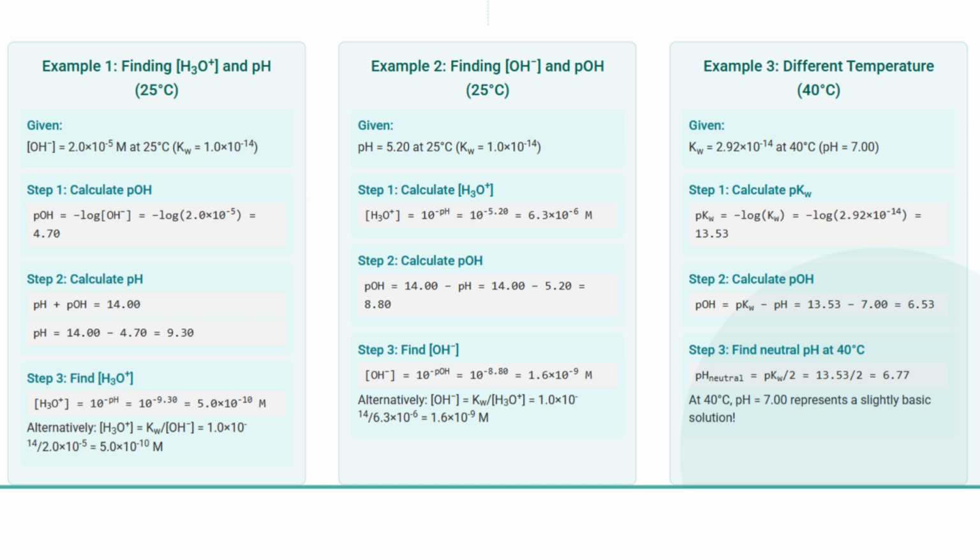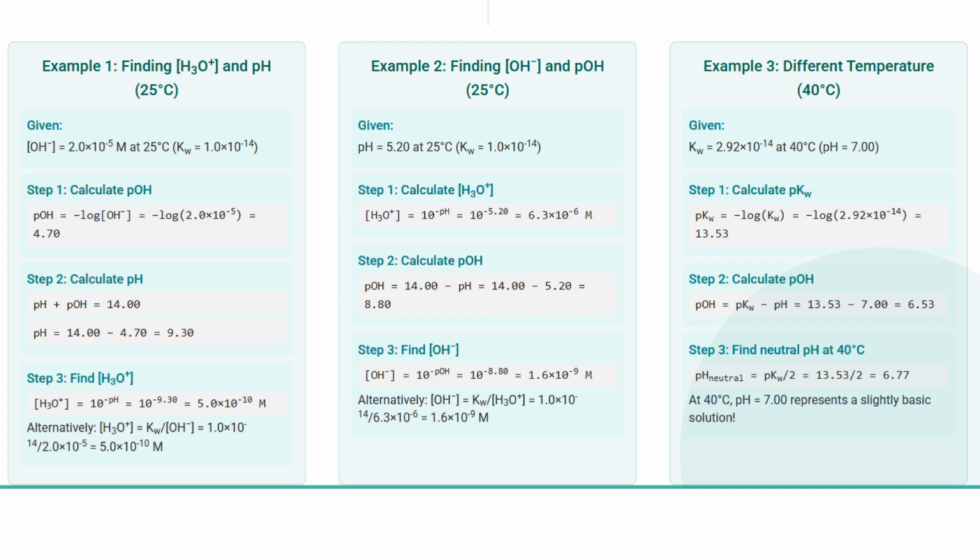pOH equals negative log of the OH minus concentration, which is negative log of 2.0 times 10 to the negative 5, which equals 4.70. Step 2. Calculate pH. Since pH plus pOH equals 14.00, pH equals 14.00 minus 4.70, which is 9.30.